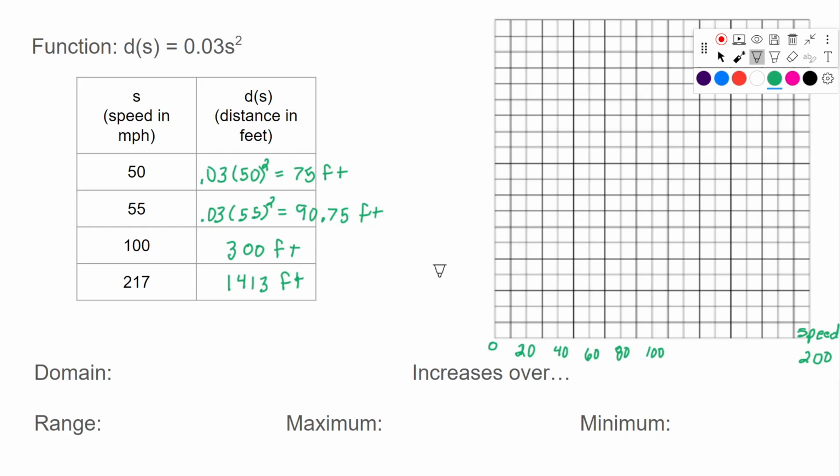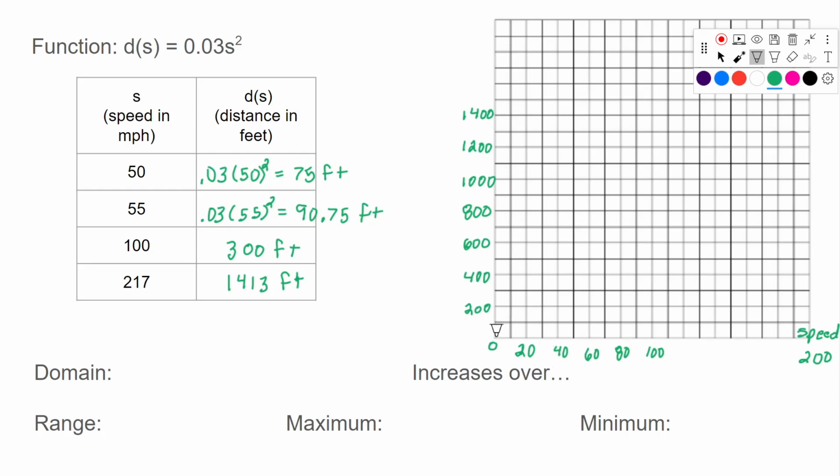So the distance, I'm going to go by 50s, I think. So every line is 100. So 200, 400, 600, 800, 1,000, 1,200, 1,400, and we'll see what this graph looks like.